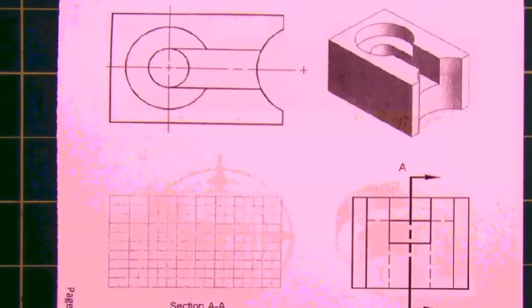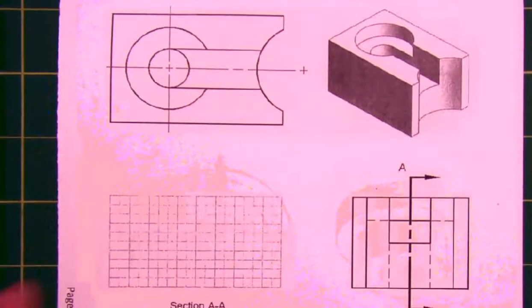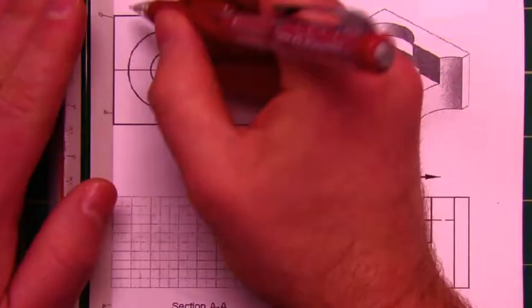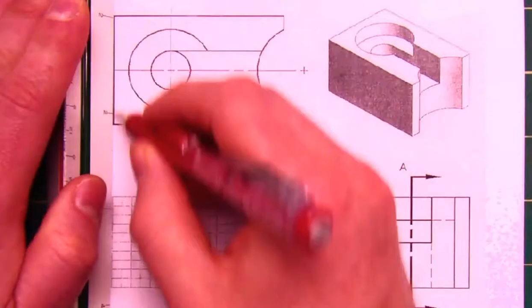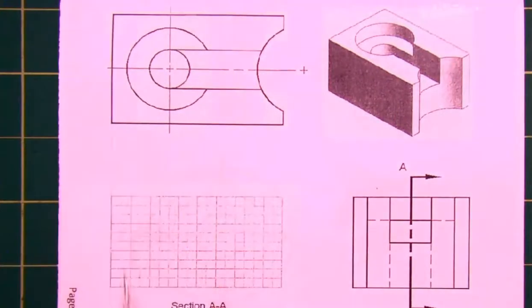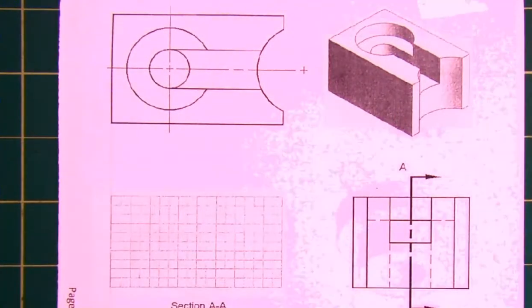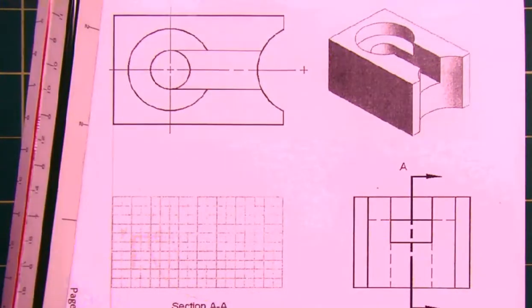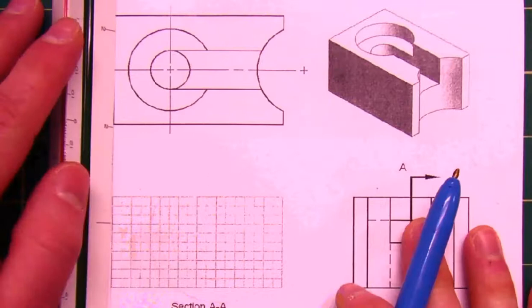Alright, so the first thing I want you to recognize: normally we draw construction lines with a light pencil, but I find that light construction lines with pencil don't show up very well on this recorder over the camera. So I'm going to use green pen to represent our construction lines in this video.